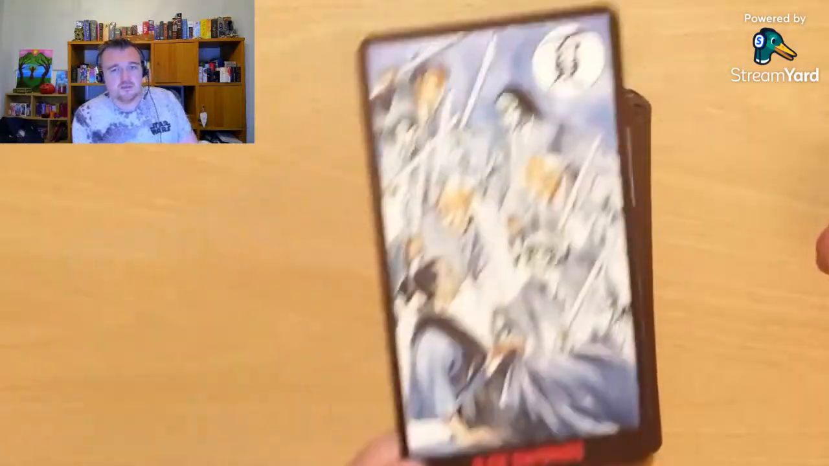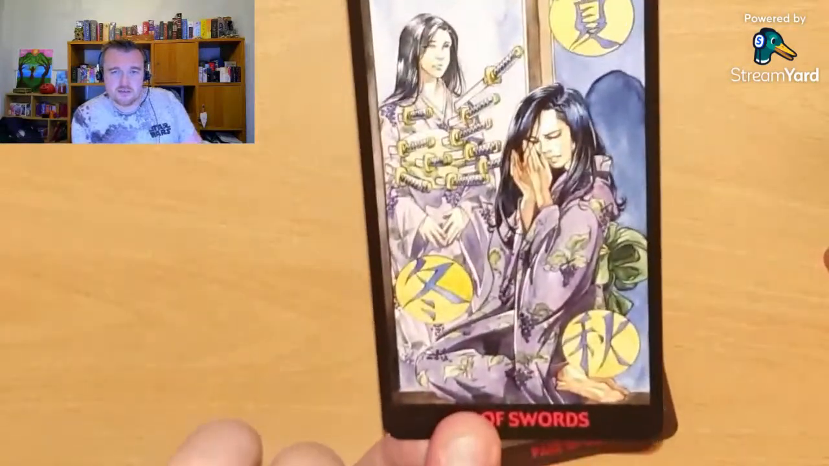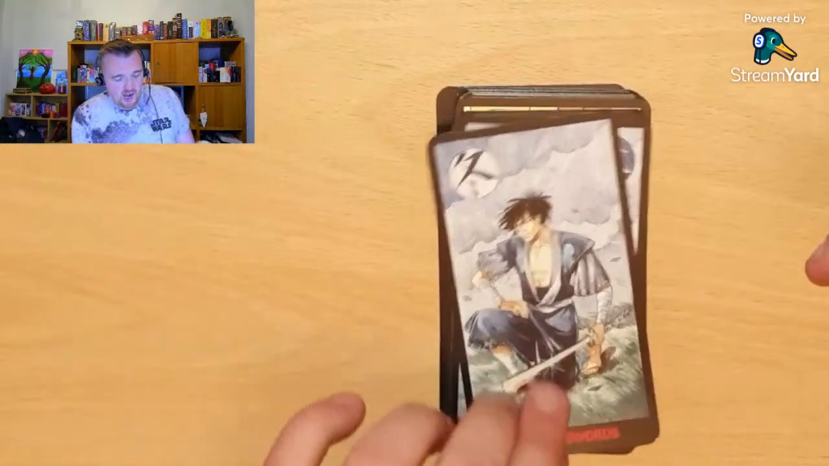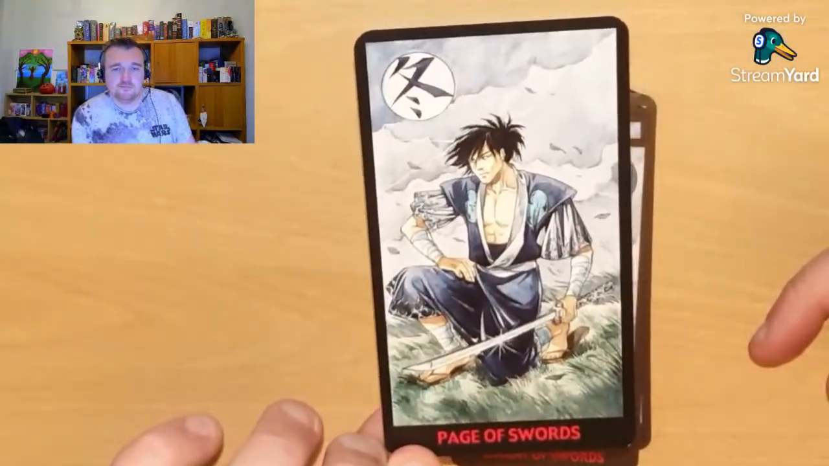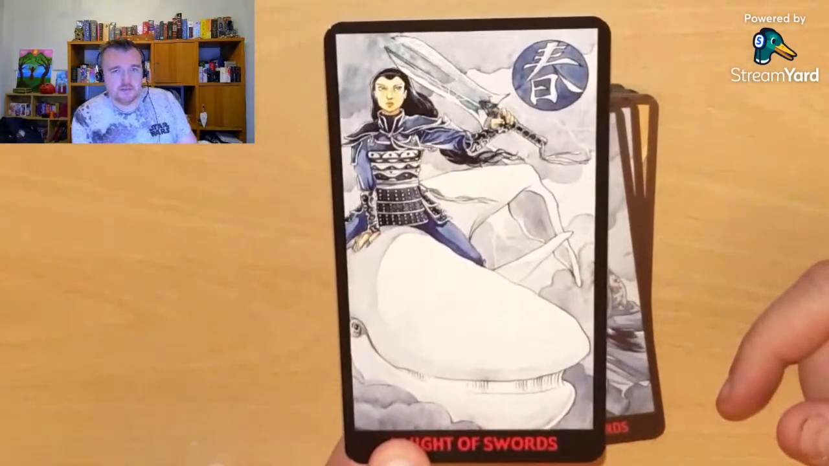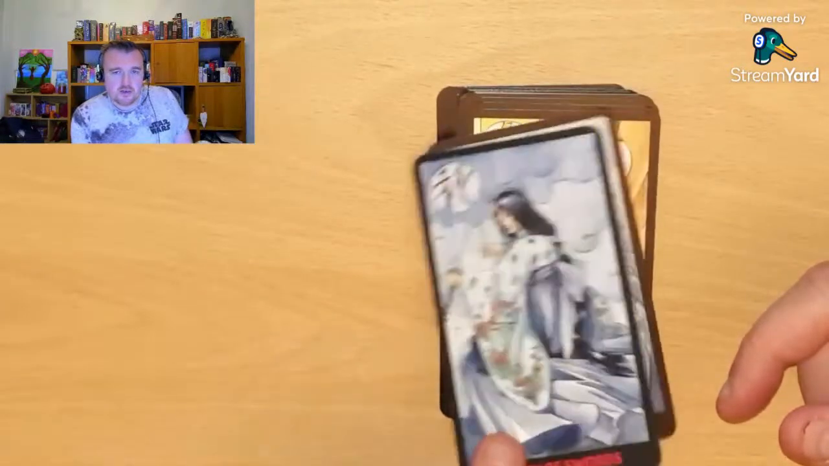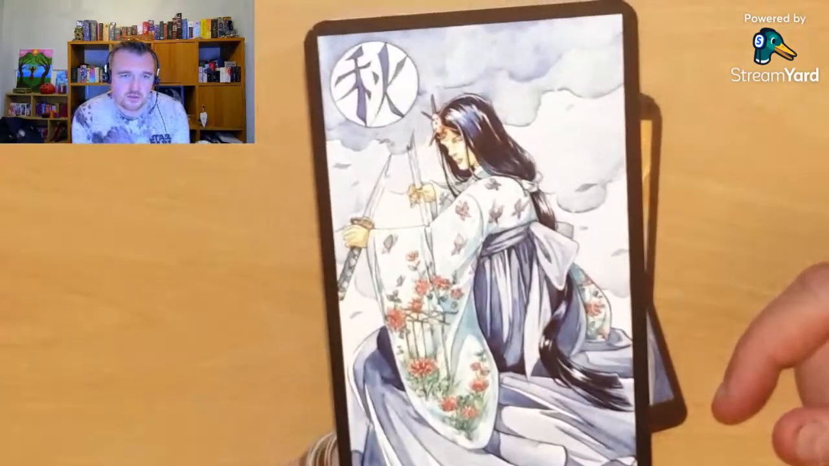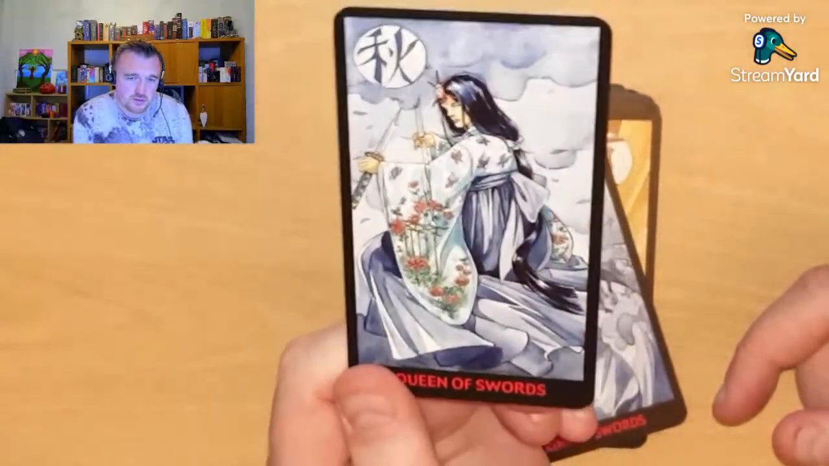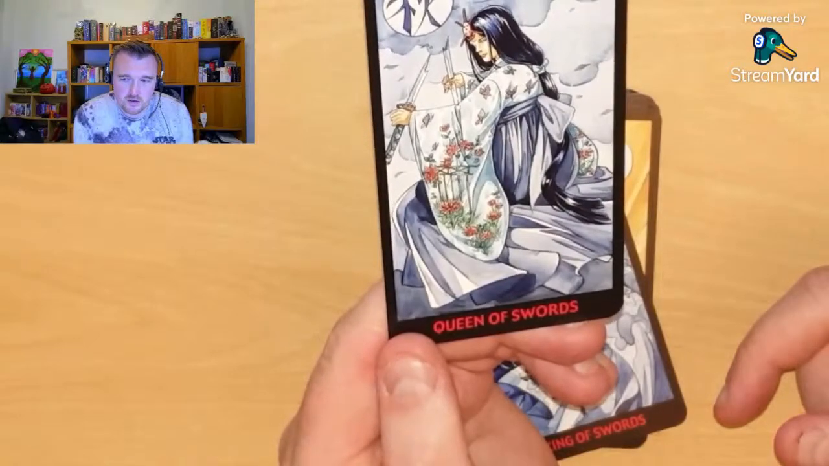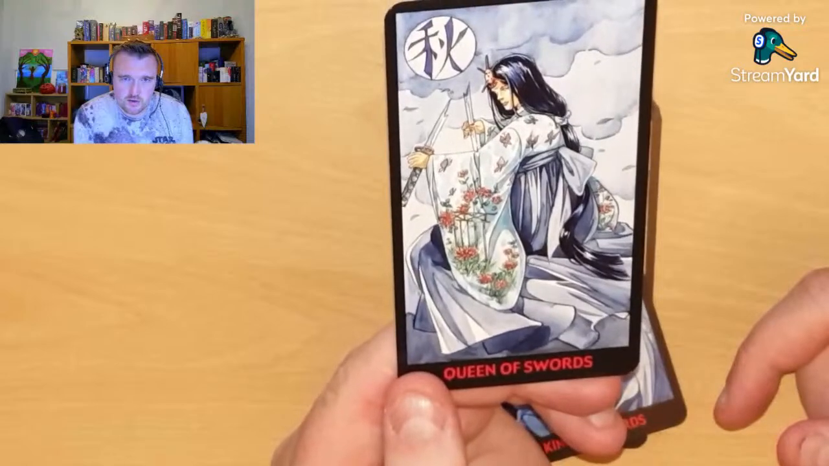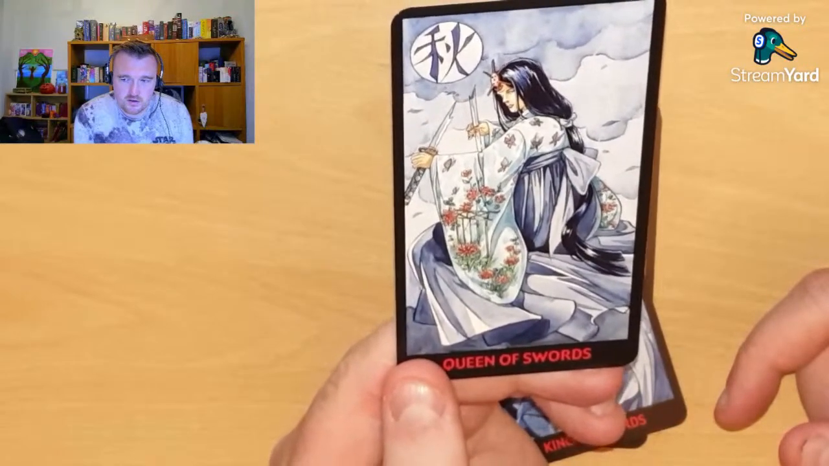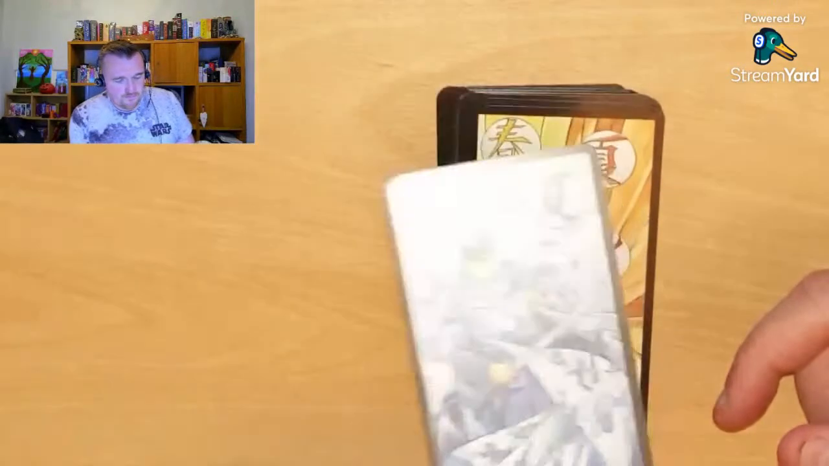Eight of Swords, the 9. Really cool 9 of Swords, and then the 10. It's quite interesting. Oh, our page. Knight. Queen. Well, it looks as though our sword's broken. The Queen. So I know lots of you love the Queen of Swords. Marion, I know you're a Queen of Swords gal. And the King.